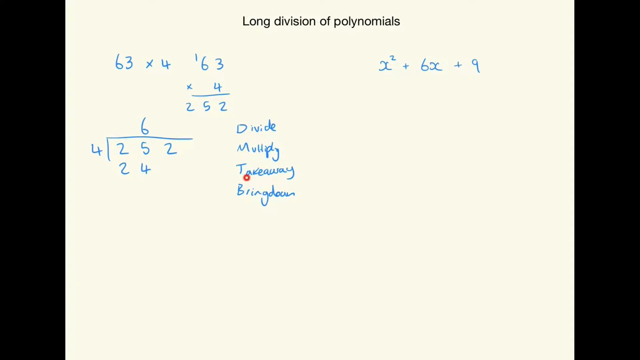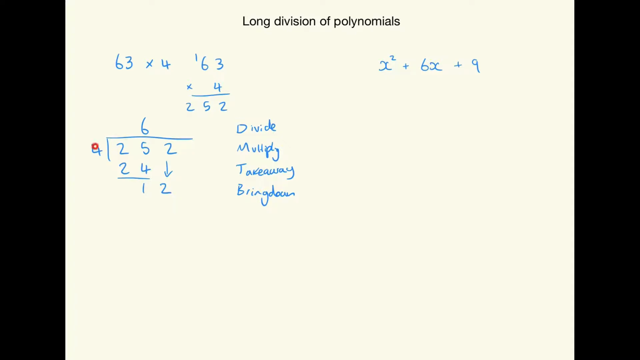We're now going to go to take away. So 25 take away 24. That's going to give us 1. We've now taken away. We're now going to go to bring down. Bringing down requires bringing down the next number that you haven't divided down below. So we're going to bring that 2 all the way down here. And we have a new number now. We've got 12. We've now brought down, we go back up to the top and start our process again.